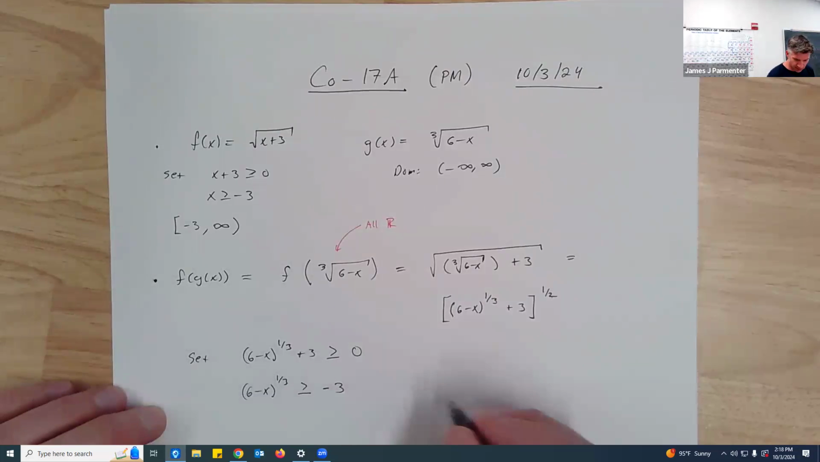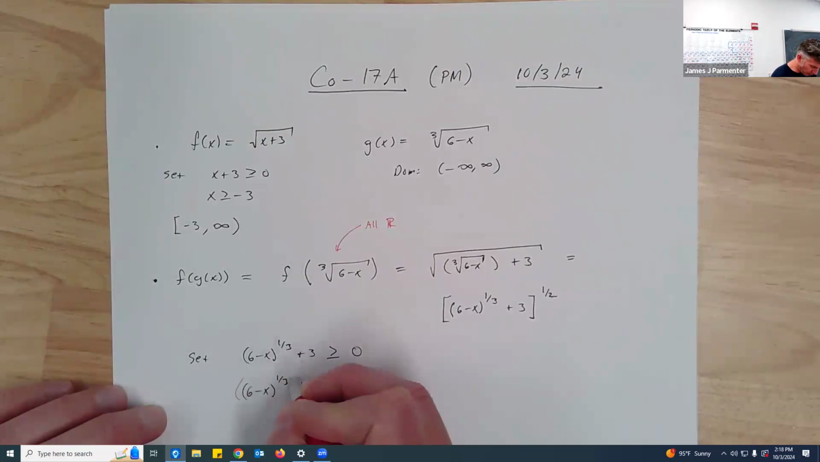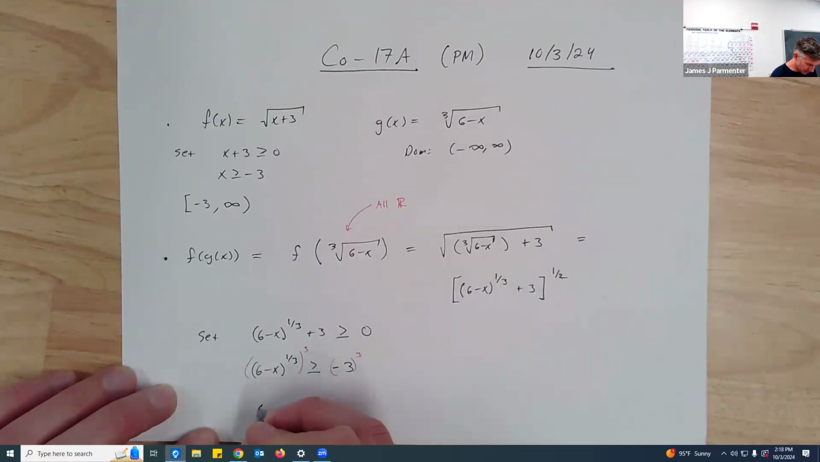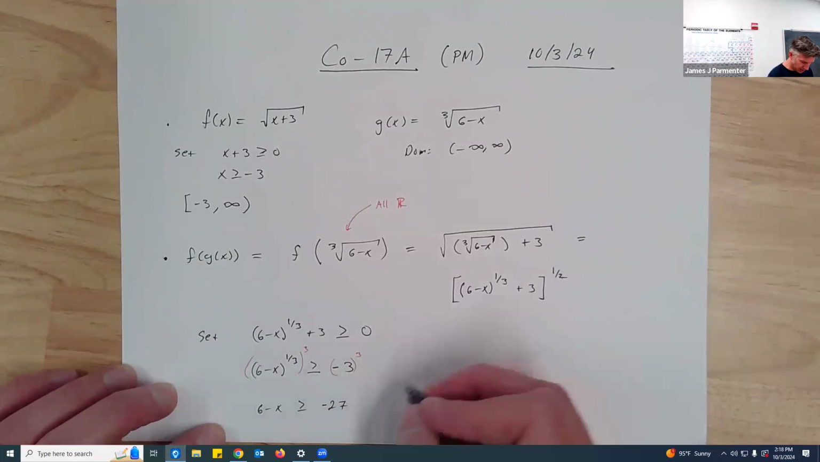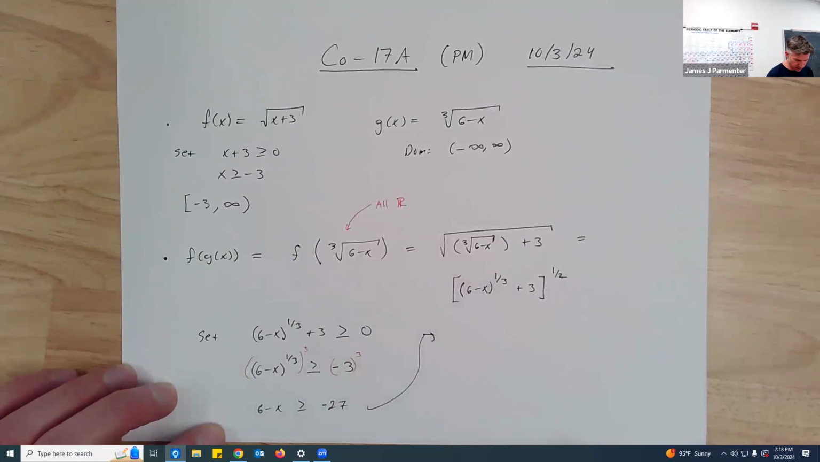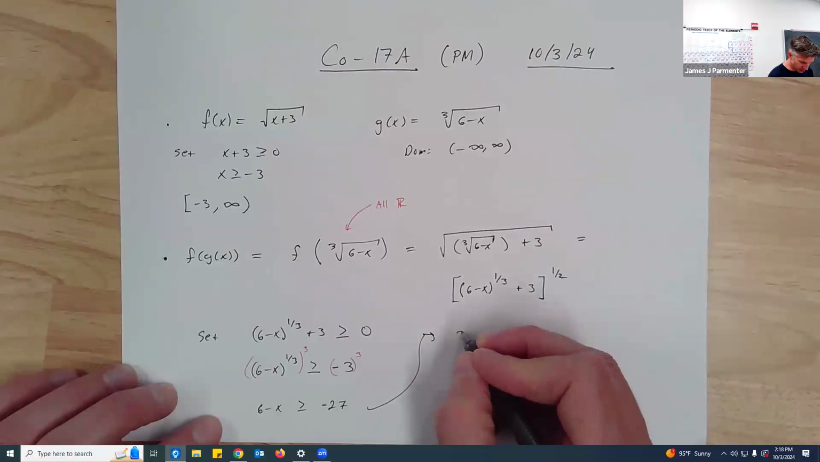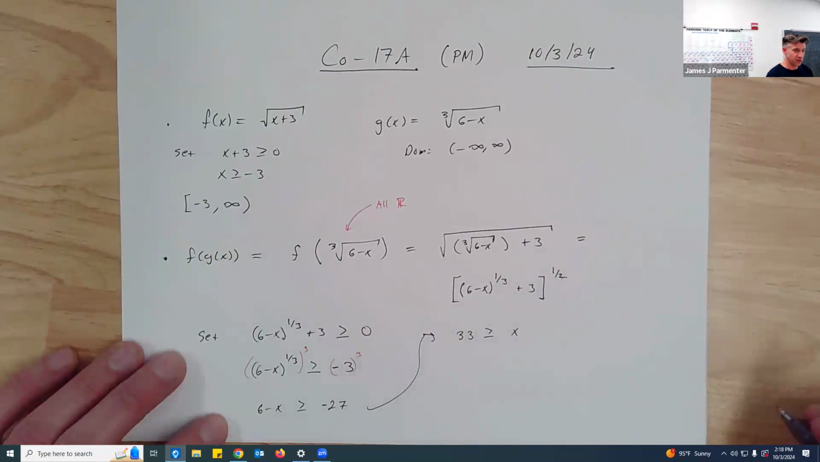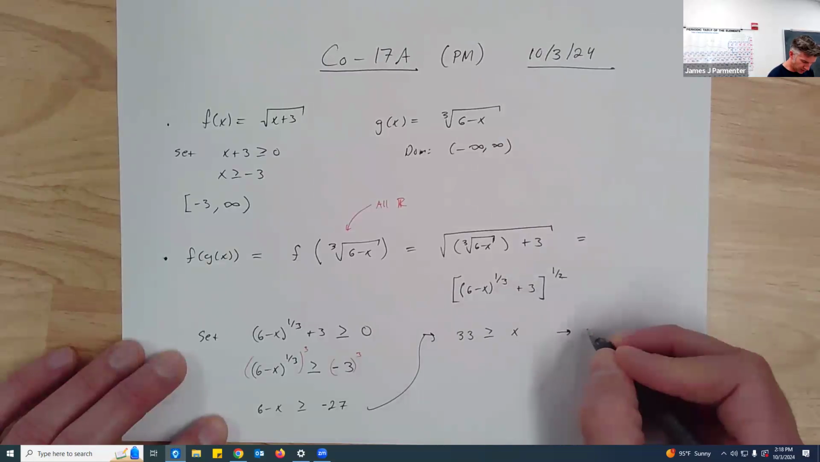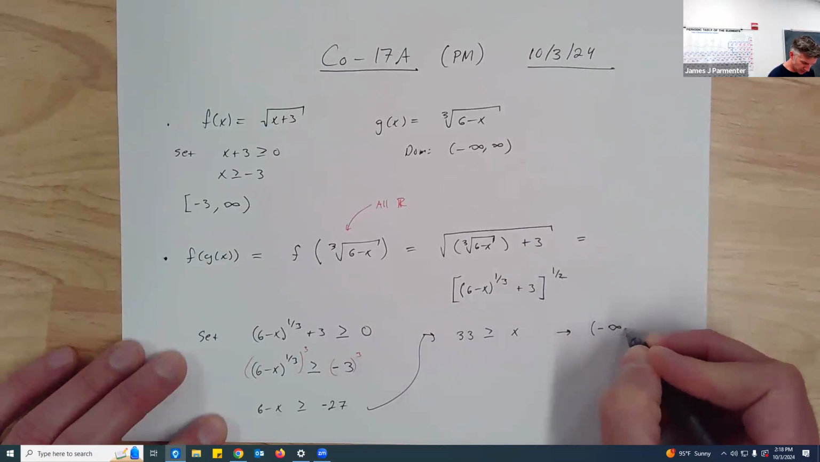So I'm gonna raise both sides to the 3rd power to undo that 1/3 root. So then I'm gonna have 6 minus x bigger than or equal to negative 3 to the 3rd, which is negative 27. I would probably choose to add x to both sides and to add 27 to both sides. 6 plus 27 is 33. And if I'm adding x to the right, it's just x. So it looks like my domain should be x is less than or equal to 33, which would be everything from negative infinity up to 33.